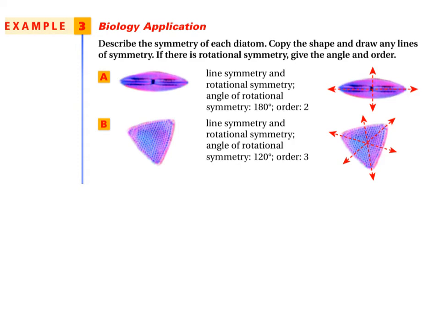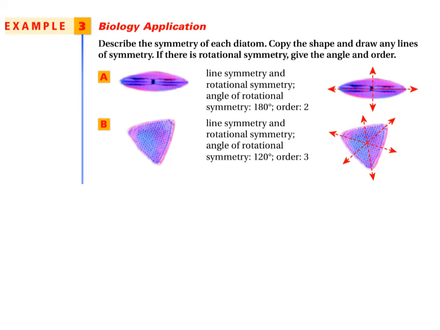In example 3, you do not need to write any of this down, but let's show you how you can use rotational or line symmetry together in a biology application. In example 3, we want to describe the symmetry of each diatom. Copy the shape and draw any lines of symmetry. If there is a rotational symmetry, give the angle and order. So let's start with line symmetry in A.